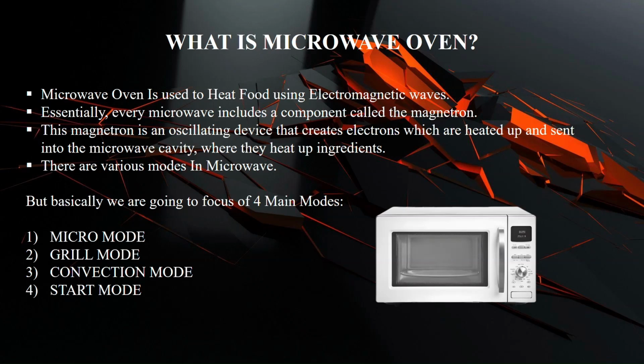Next is what is a microwave oven? A microwave oven is used to heat food using electromagnetic waves. It contains a component called a magnetron which generates microwaves. Embedded system controls the timing, mode selection, and safety operations of a microwave oven.